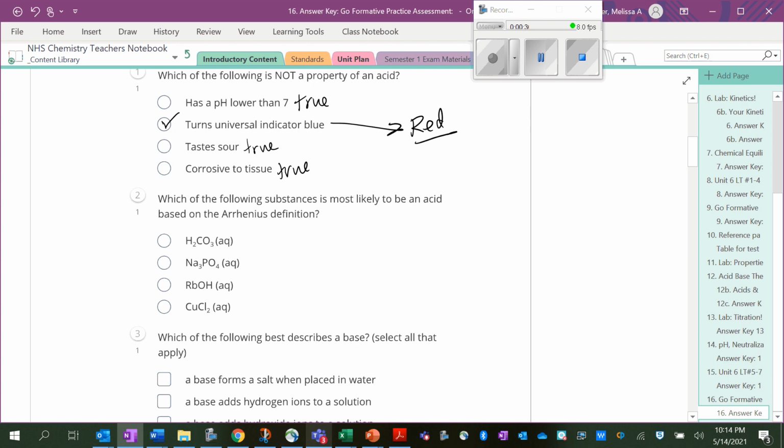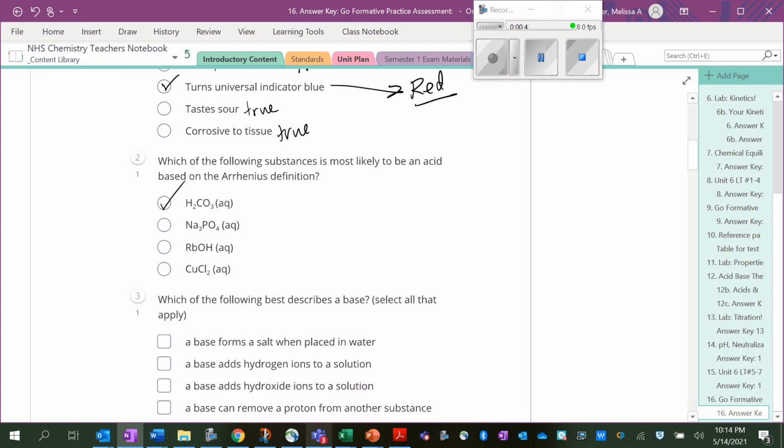Which of the following substances is most likely to be an acid based on the Arrhenius definition? Well, acids typically start with an H, honestly, by both definitions. So it's that first one. This would be neutral for the record because it doesn't have H or OH. This would be base, and this would also be neutral, salt.